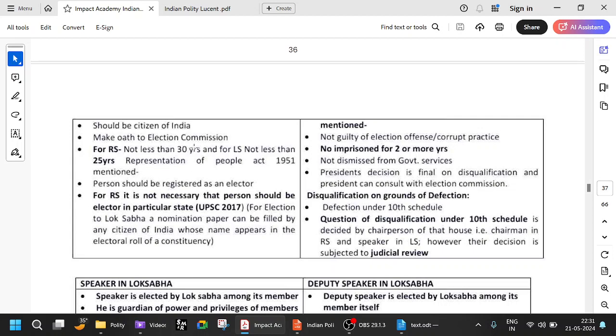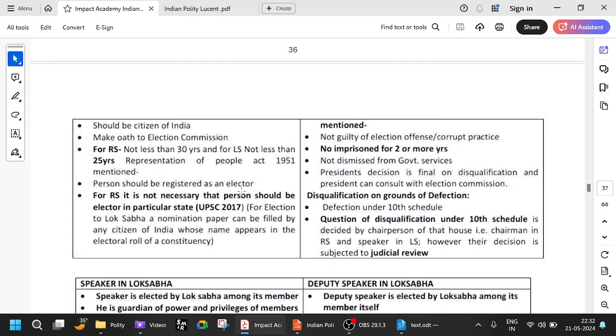For Rajya Sabha, not less than 30 years. For Lok Sabha, not less than 25. Very important. Okay, Lok Sabha 25 years, Rajya Sabha 30 years, as per the Representation of People Act 1951. So this thing is mentioned in the Representation of People Act 1951. Person should be registered as an elector.